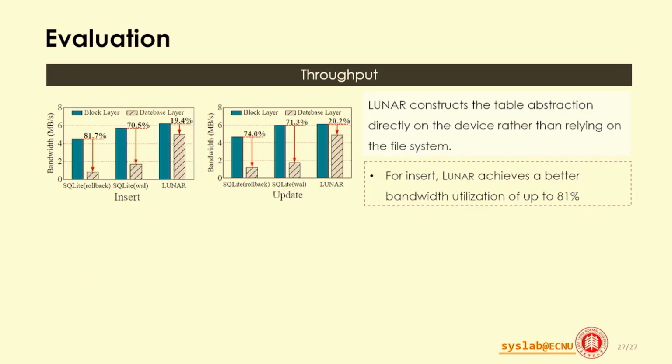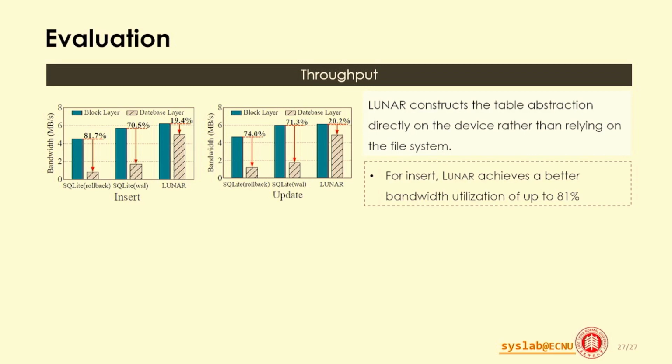Besides the reduction in response latency, we are also concerned about the improvement in throughput. We use Mobibench to analyze how databases utilize underlying storage performance. We perform SQL requests and collect the database layer and the block layer bandwidth. While performing insert operations using SQLite's rollback mode, there is an 81.7% bandwidth loss compared to the block layer.